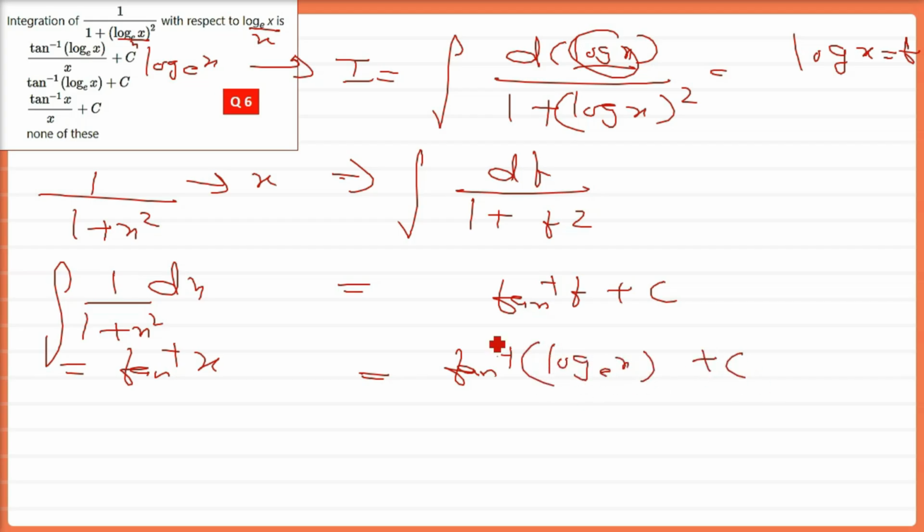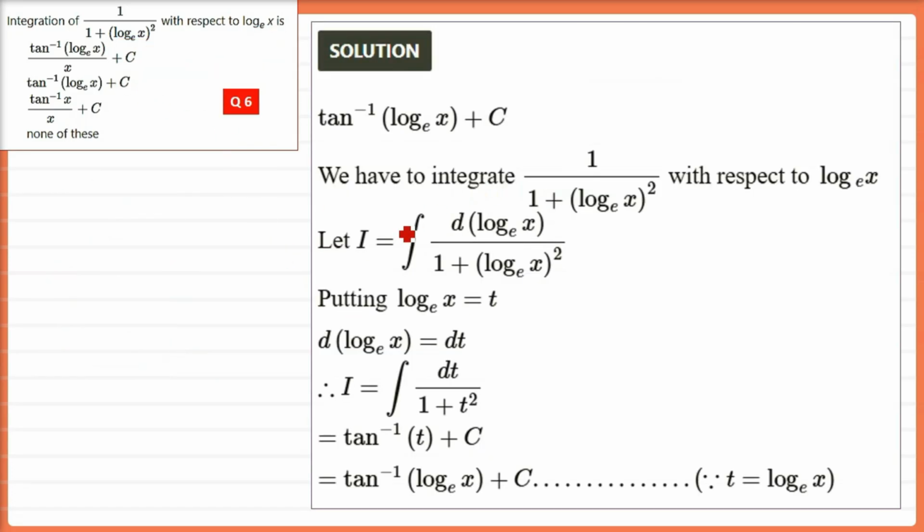Now write e also here, just to show the examiner or just to choose this one. So this is your correct result. It's an easy question but a tricky question. Otherwise, you have done it already.